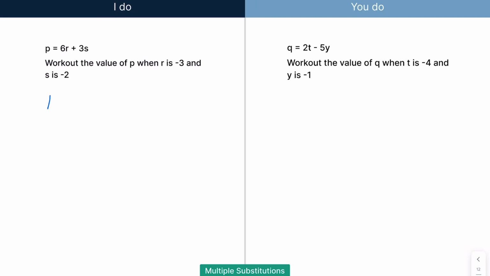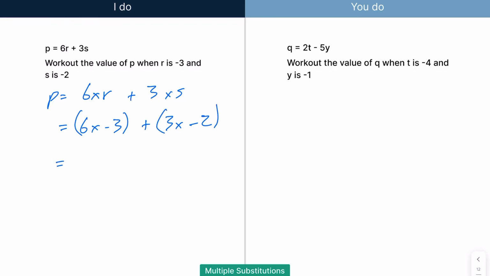So we have P is equal to 6 times R plus 3 times S. So 6 times R, well, what is R in the question? Minus 3. And then we have 3 times minus 2. Again, I'll put brackets around what we're going to do first. So according to BIDMAS, we're going to do the multiplication first. So 6 times minus 3 becomes minus 18, plus 3 times minus 2 becomes minus 6.